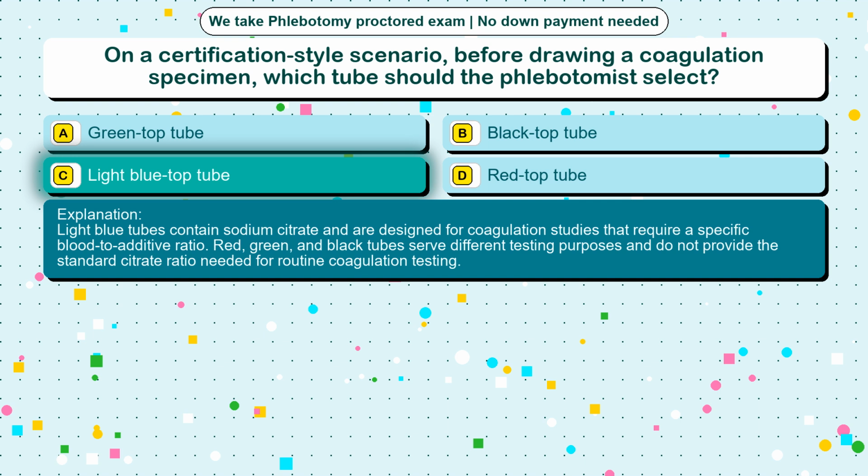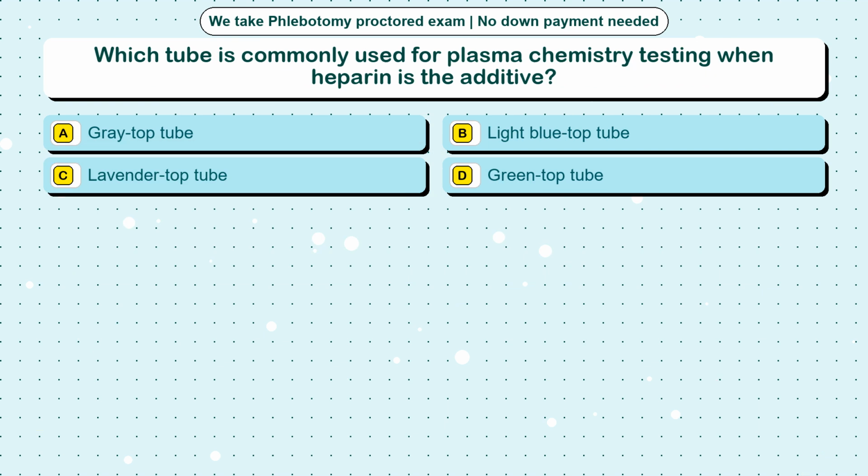Light blue tubes contain sodium citrate and are designed for coagulation studies that require a specific blood-to-additive ratio. Red, green, and black tubes serve different testing purposes and do not provide the standard citrate ratio needed for routine coagulation testing. Question 2. Which tube is commonly used for plasma chemistry testing when heparin is the additive?